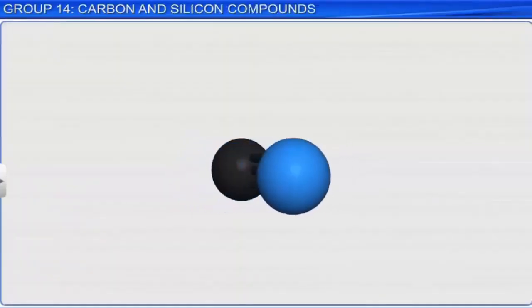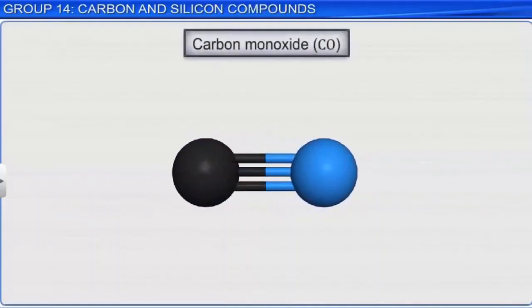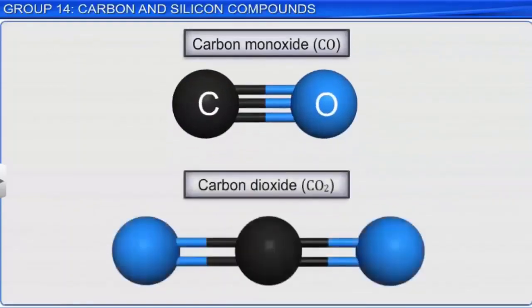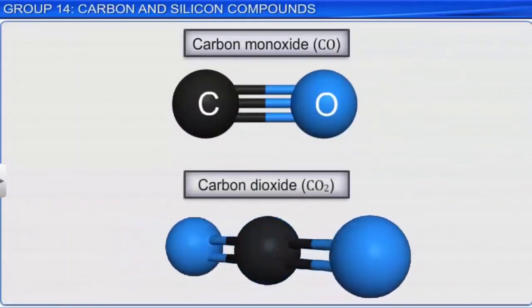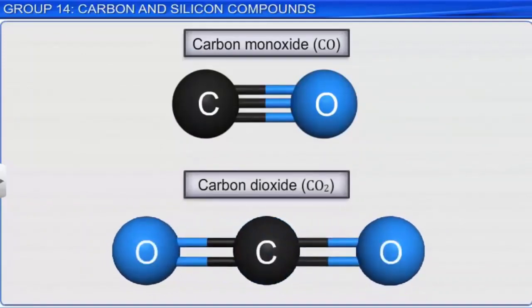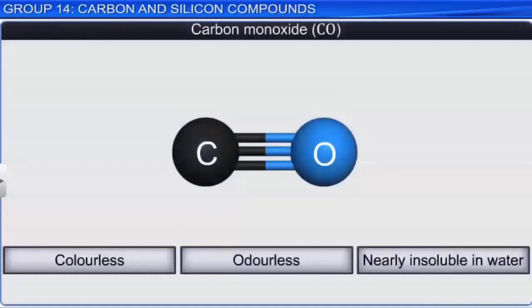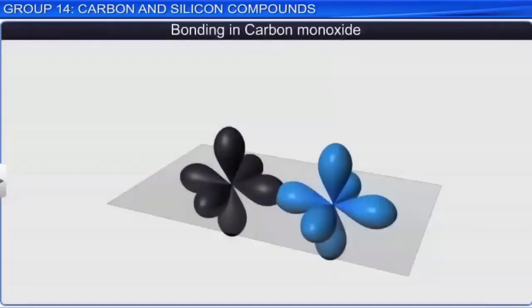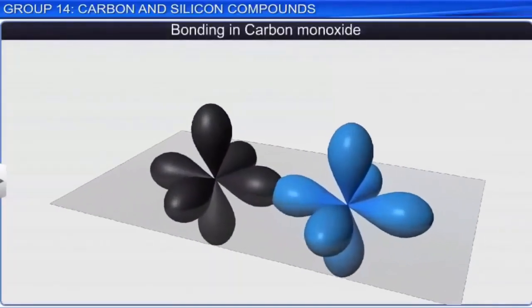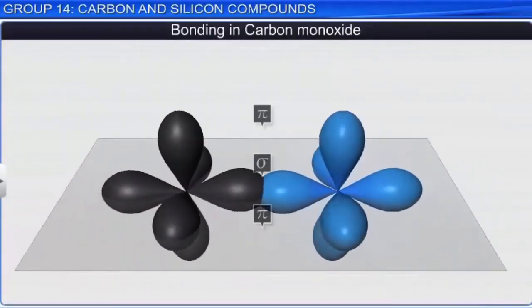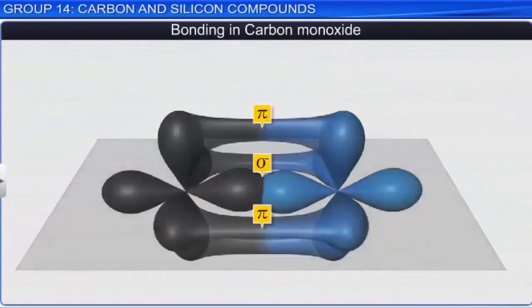We'll start with the oxides of carbon: carbon monoxide, with the chemical formula CO, and carbon dioxide. Carbon monoxide is a colorless, odorless gas that is nearly insoluble in water. The carbon monoxide molecule contains one sigma bond and two pi bonds, as shown in the illustration.